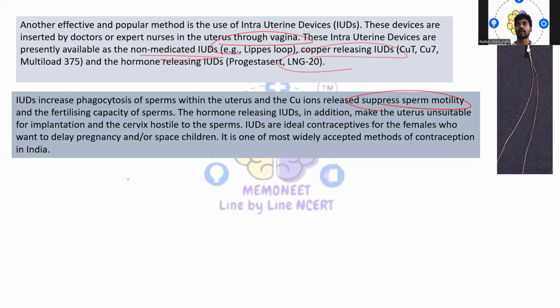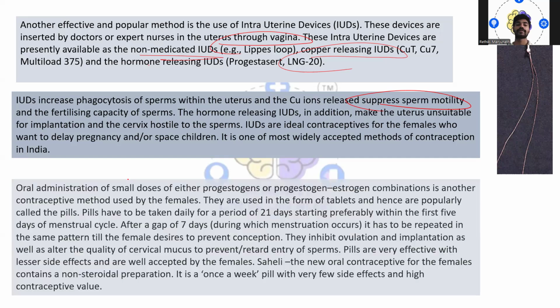So if implantation will not happen, what happens? Fertilization will not happen, embryonic development will not happen, right? So this is one point. And IUDs are actually said to be an ideal contraceptive for the female who want to delay their pregnancy or space for the children. It is most widely accepted with less disadvantages, and one of the most highly accepted methods in India.